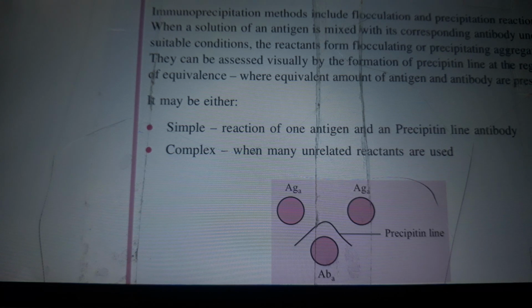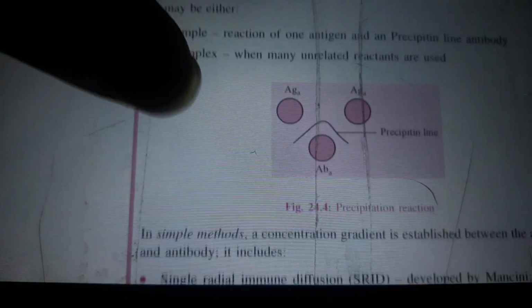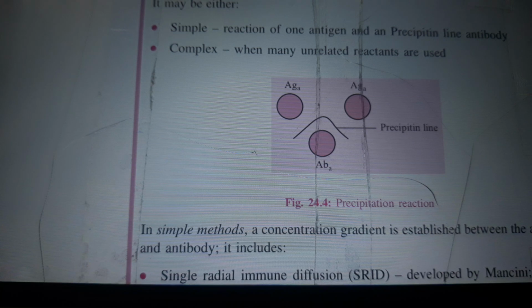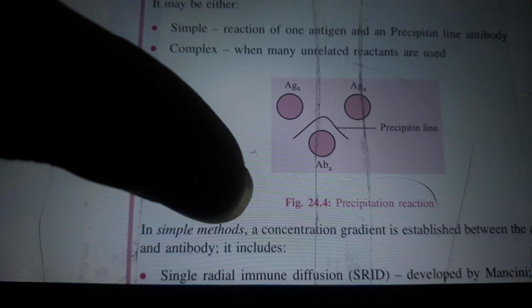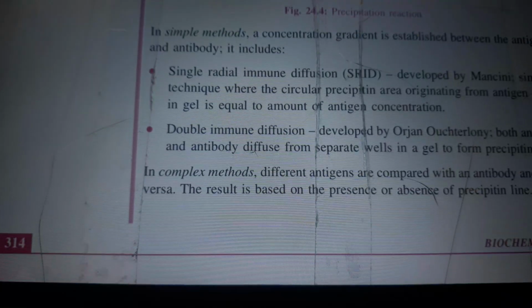Immunoprecipitation. The methods include flocculation and precipitation reactions. When a solution of an antigen is mixed with its corresponding antibody under suitable conditions, the reactants form flocculating or precipitating aggregates. They can be assessed visually by the formation of a precipitin line at the region of equivalence, where equivalent amounts of the antigen and antibody are present. It may either be a simple reaction of one antigen and one antibody, or complex when many unrelated reactants are used. Watch this diagram, take a copy, screenshot and study it.